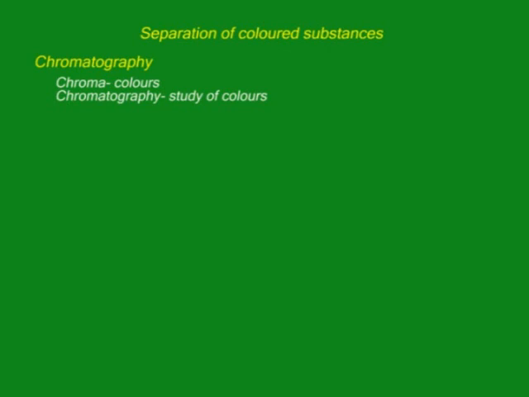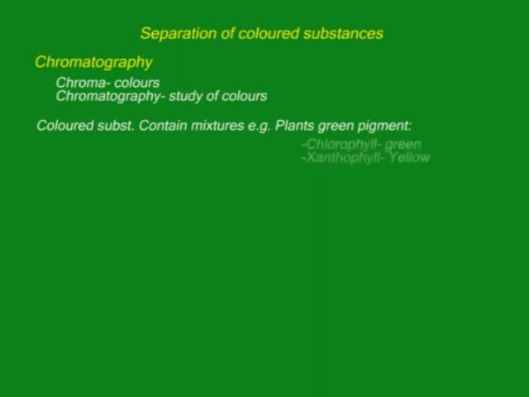A colored substance may contain a mixture of various substances. For instance, the green pigment in leaf extracts contains chlorophyll, the green pigment, and xanthophyll, a yellow pigment. The separation of these substances is achieved by chromatography. You must have done a part of this chromatography using a filter paper at primary school level.